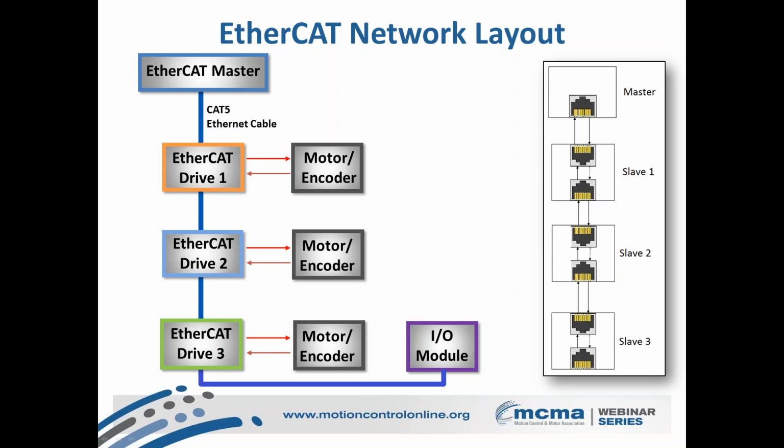And then the control signals and encoder signals could be no more than a few feet away from the drive. So no matter how noisy the environment is, your EtherCAT solution is going to be a lot more robust in those types of environments because of the shorter analog wiring. And we can see at the end there, the I/O module is also tacked on at the end of the network.